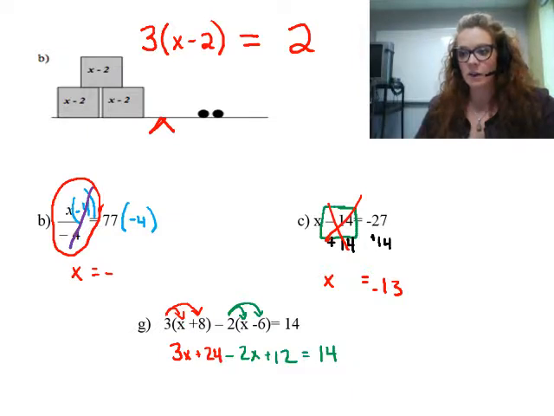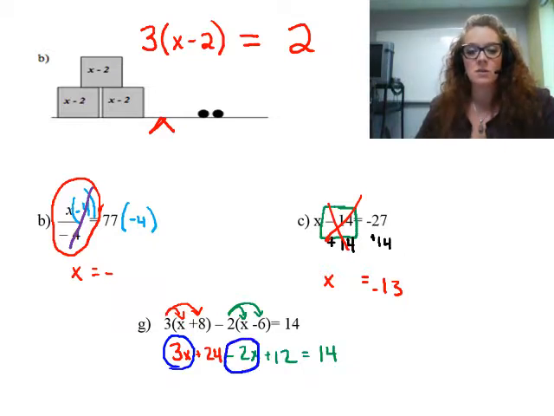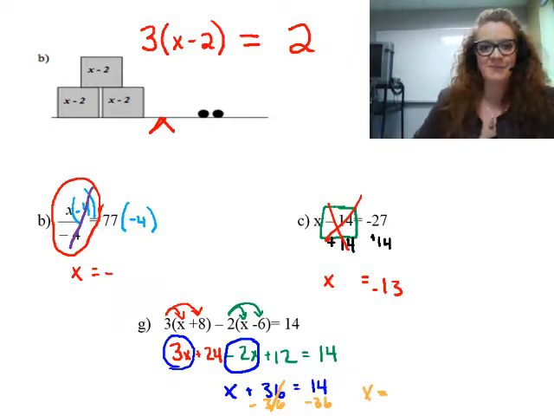Now we can gather up like terms. How many x's do we have? Well, there's 3 of them there, and there's minus 2 of them here. So all together we have 1x, or just x. We have 24 and 12, which equals 36, is 14. And now we can subtract our 36 from both sides. Okay. 14 take away 36, I will let you do the calculations on that to find out what x equals.